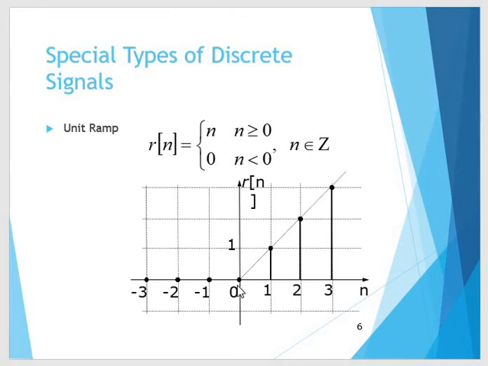N equals 0, r[n] equals 0. N equals 1, r[n] equals 1. N equals 2, r[n] equals 2. In this way it will vary, so it will create a ramp signal. And again it is 0 for n less than 0. It is only valid for the values n greater than 0. For n less than 0, all the values are 0.